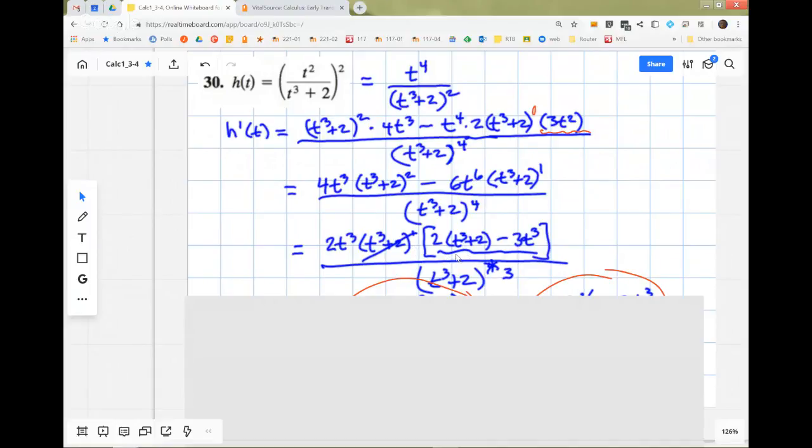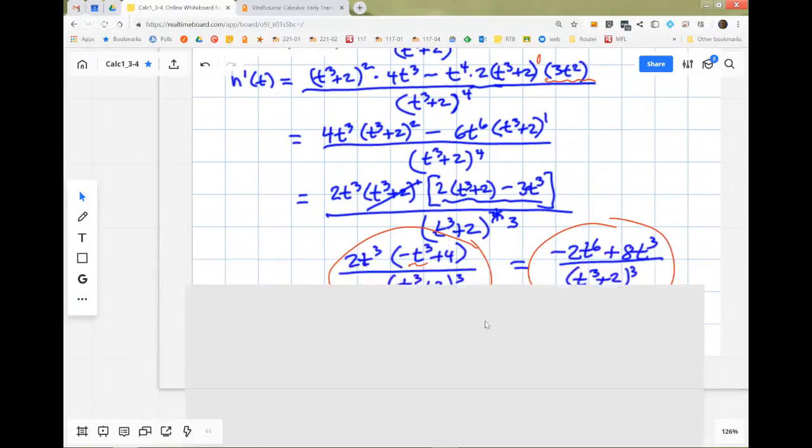What's left in the first term? 2 and 1 t cubed plus 2 term. On the other end, we got a 3 left and a t cubed, and there's nothing left from the t cubed plus 2. Bring the parentheses together.